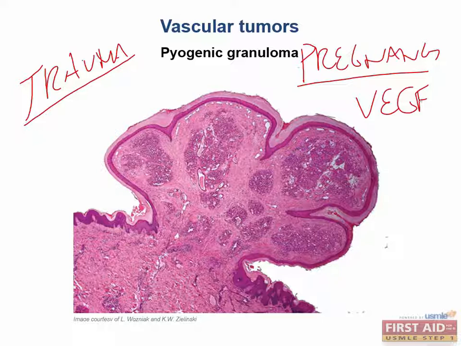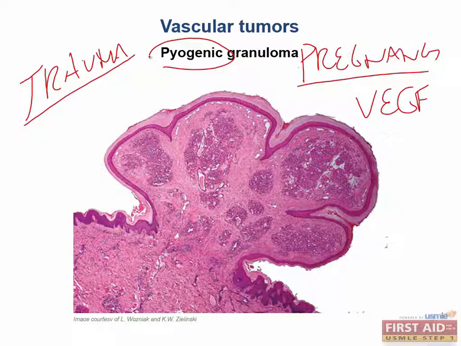So this name is kind of a misnomer because pyogenic makes you think about pus, which would indicate some sort of infection from neutrophils dying, but there is no infectious process going on here. We only see pyogenic granulomas in the setting of trauma or pregnancy for your Step 1 exam.